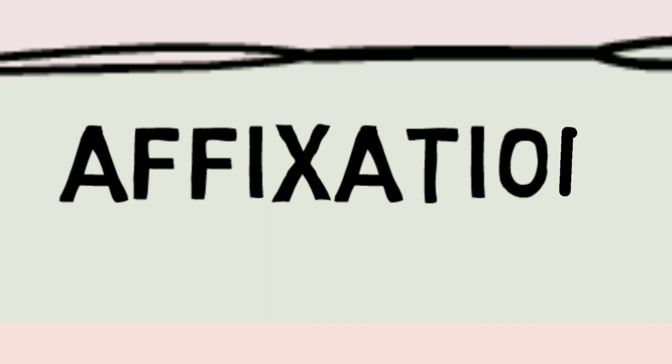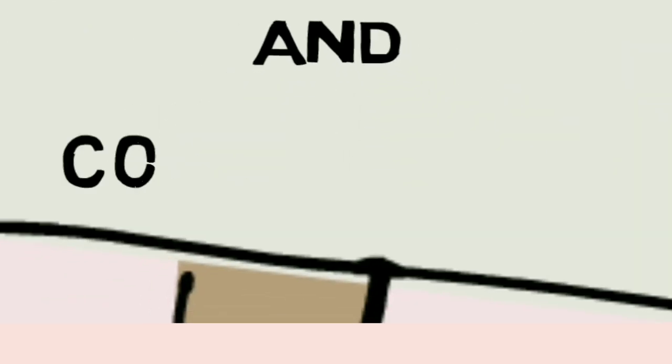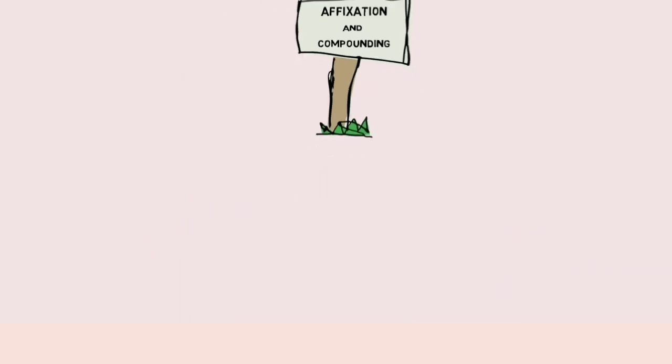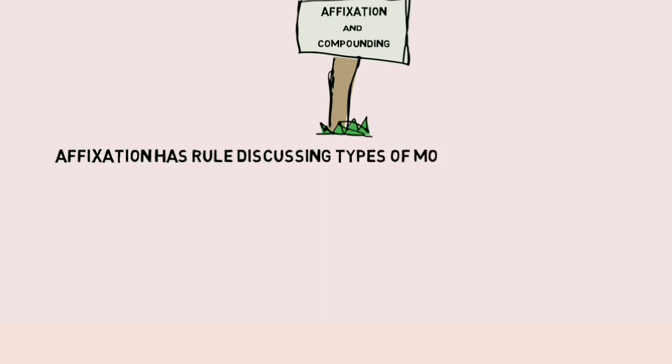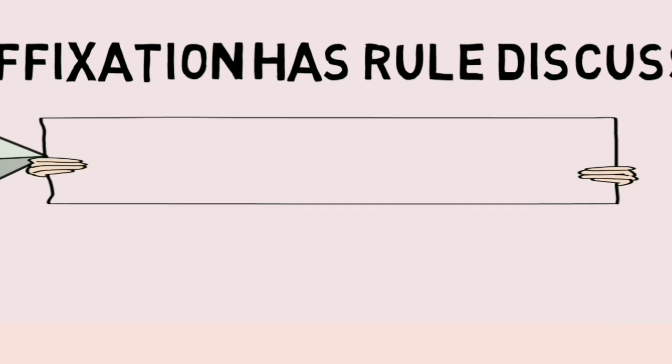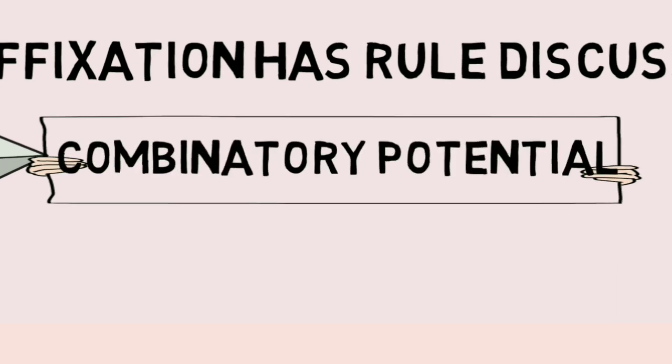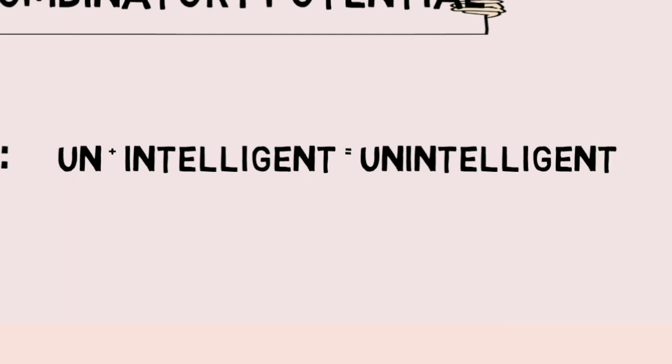Affixation and compounding. Affixation is not only about combining two morphemes. It is also about a rule of affixation which discusses what types of morphemes may combine. This is also called combinatory potential. For example, un plus intelligent equals unintelligent. So, that is a potential word.